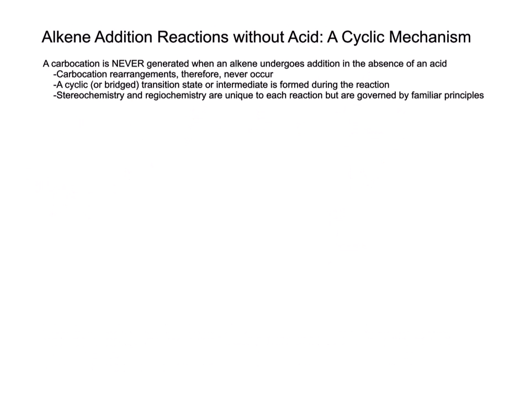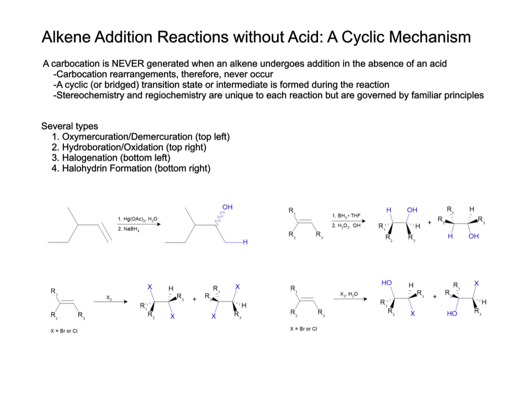Alkene additions without acid never generate carbocations. Therefore, we can never get carbocation rearrangements. We end up getting cyclic or bridged transition states or intermediates during the reaction, and stereochemistry and regiochemistry are going to be unique to each reaction. However, they will be governed by familiar principles. There are several types of alkene additions without acid that we'll cover. The first is Oxymercuration, Demercuration in the top left, Hydroboration, Oxidation, as shown in the top right, Halogenation in the bottom left, and Halohydrin formation in the bottom right.